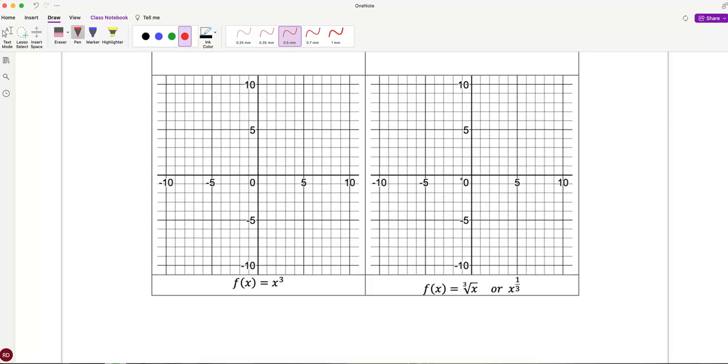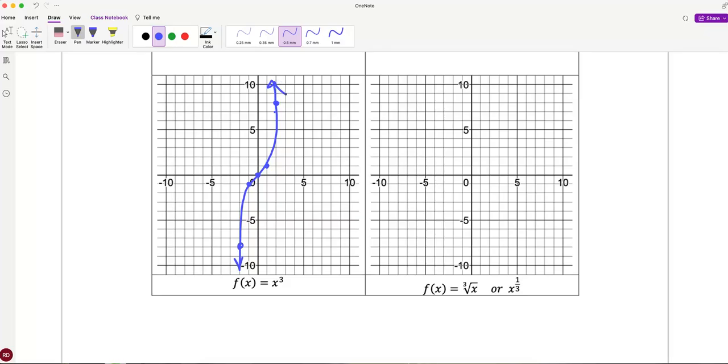If I look at x cubed, starts at 0. So over 1 up 1, 1 cubed is 1. 2 cubed is 8. Right there. -1 cubed is -1, -2 cubed is -8. So that lets us know what this graph is doing.